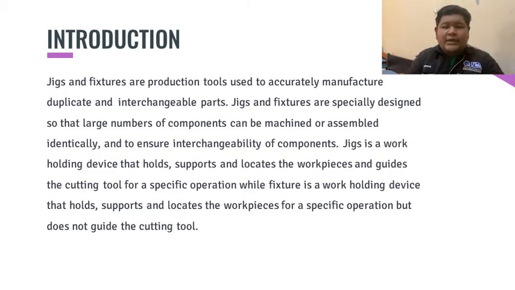For the introduction, jigs and fixtures are production tools used to accurately manufacture duplicate and interchangeable parts. Jigs and fixtures are specially designed so that a large number of components can be machined or assembled identically, and to ensure interchangeability of the components. A jig is a work-holding device that holds, supports, and locates a workpiece and guides the cutting tool for a specific operation. Jigs are usually fitted with hardened steel bushings for guiding drills or other cutting tools. A jig is a type of tool used to control the location or motion of another tool. A jig's primary purpose is to provide repeatability, accuracy, and interchangeability in the manufacturing of the product. A device that does both functions is called a jig.